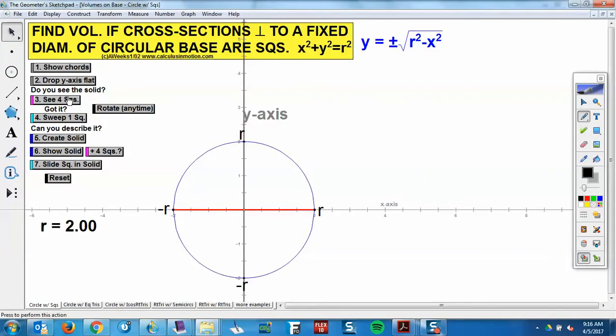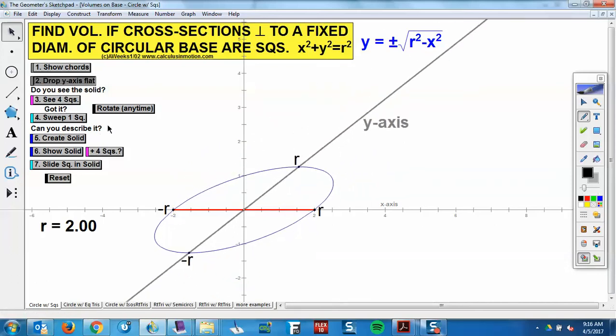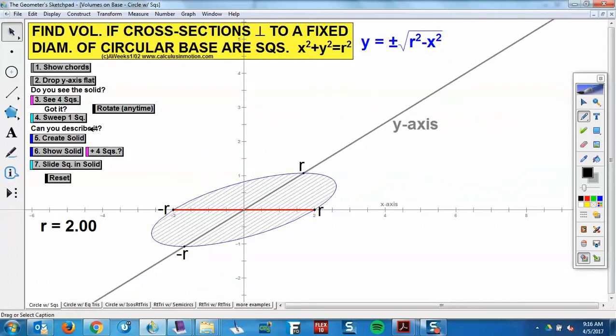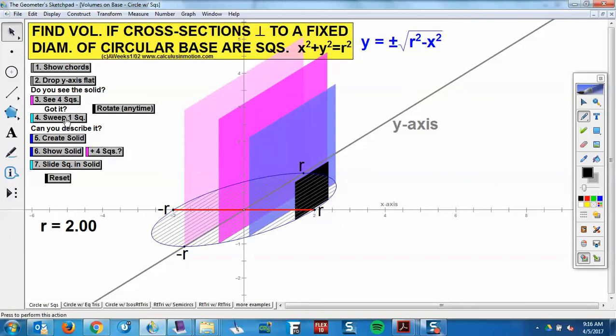Show you another one with squares. Right here. Here's a region. It's a circular region, different region. Okay? This time we're going to do perpendicular to the x-axis again, so vertical. Here would be some slices.